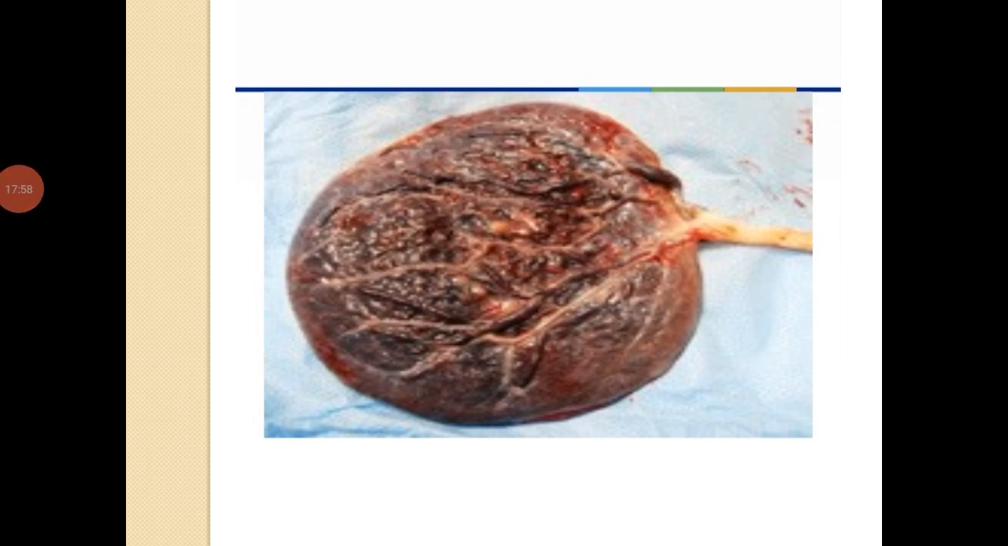Here you can see a battledore placenta, a variation in which the umbilical cord is inserted at the edge or margin of the placenta. The marginal insertion of the cord occurs in less than 10% of placentas, and it is sometimes considered a normal insertion.